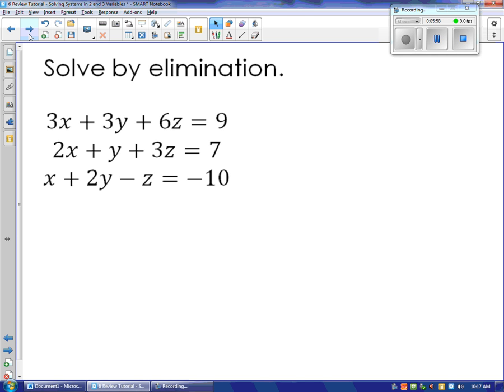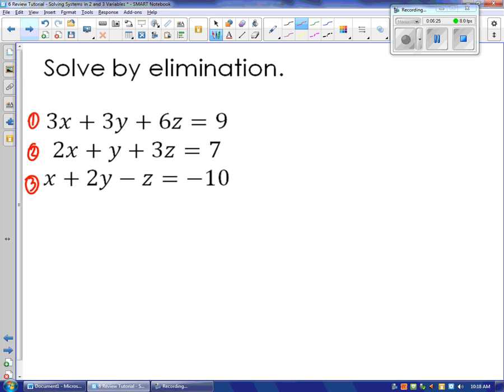The easiest thing to do is to label your equations 1, 2, and 3. And the strategy is to eliminate one variable at a time. So I'm going to decide which variable I want to eliminate, and then what I'm going to do is combine 2 of my equations at a time and reduce them to 2 equations and 2 variables. Because once I have 2 equations and 2 variables, I know what to do.